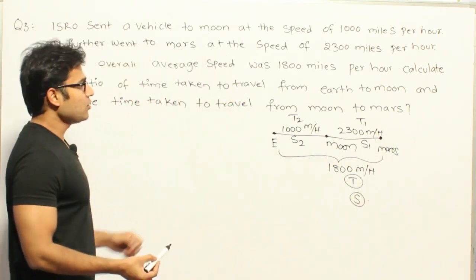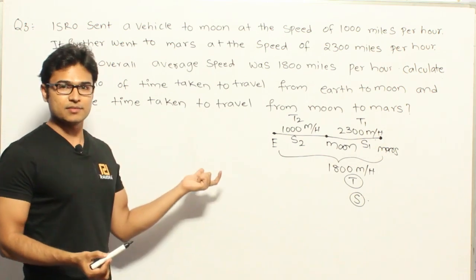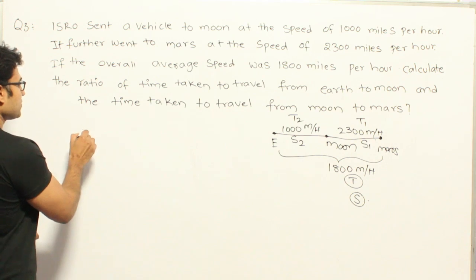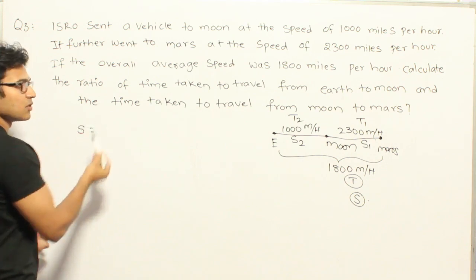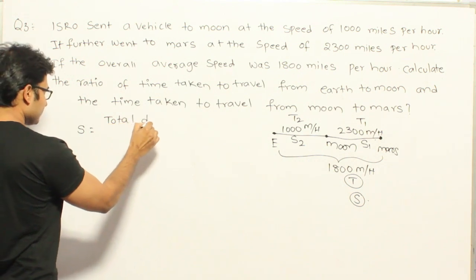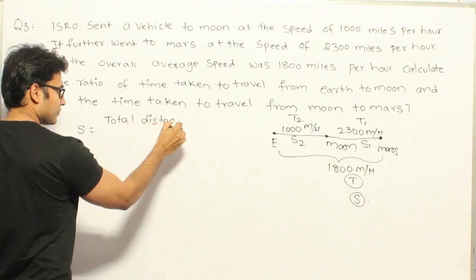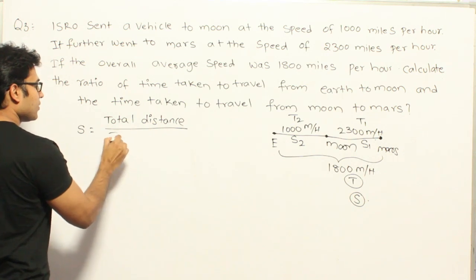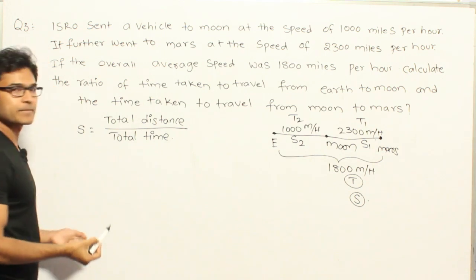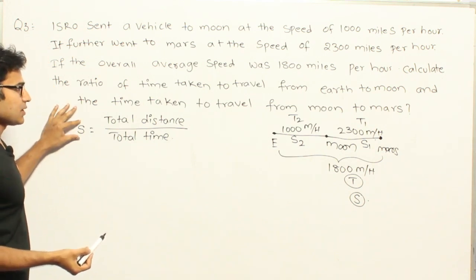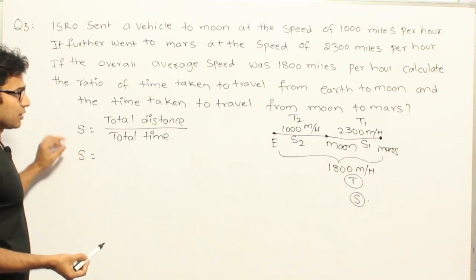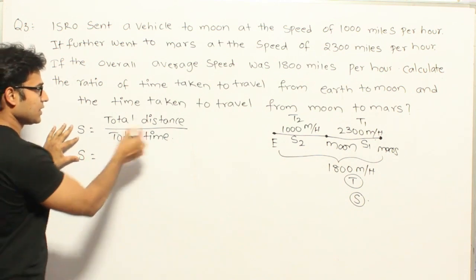Now how do you generally measure the speed? It is distance by time. So now what is the total speed going to be? The total speed is going to be total distance covered divided by total time taken, right? Now total speed S is equal to total distance over total time.